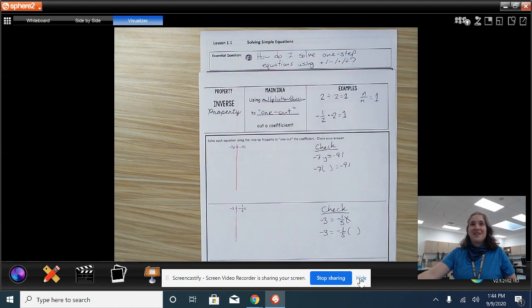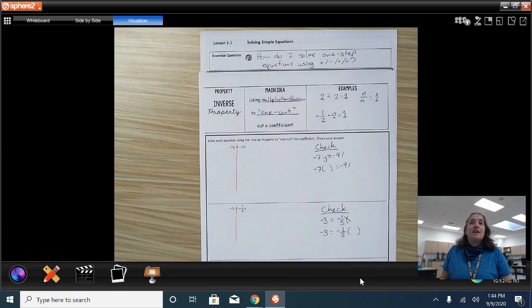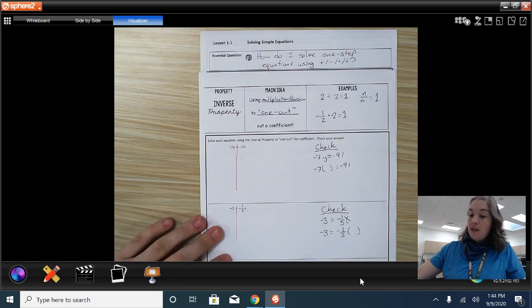All right, time for the second half of our 1.1 lesson, solving simple equations. We talked previously about adding and subtracting. Now let's talk about multiplying and dividing. So before we were zeroing out a constant. Now we want to one out a coefficient. All right, one out a coefficient.